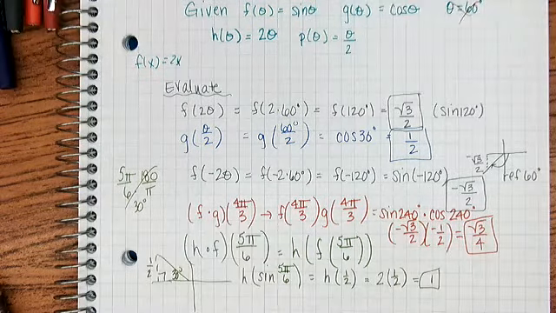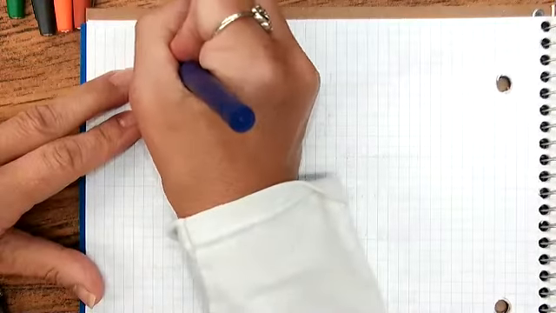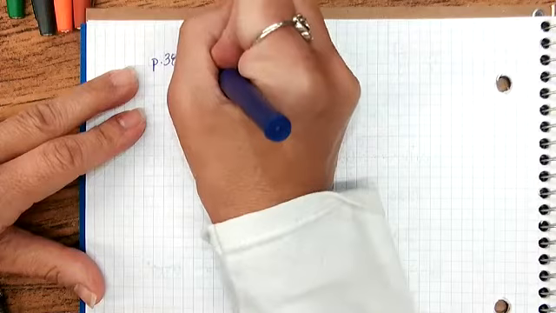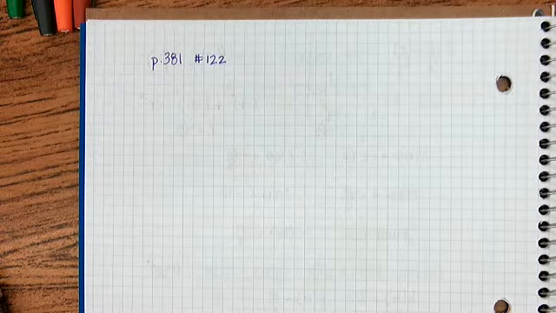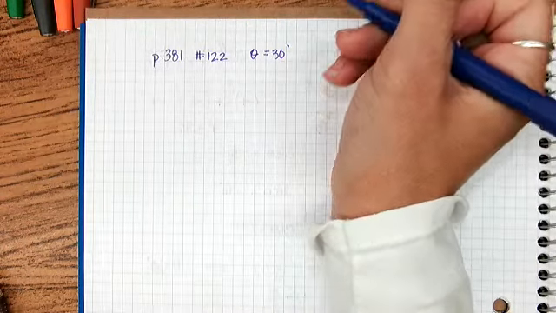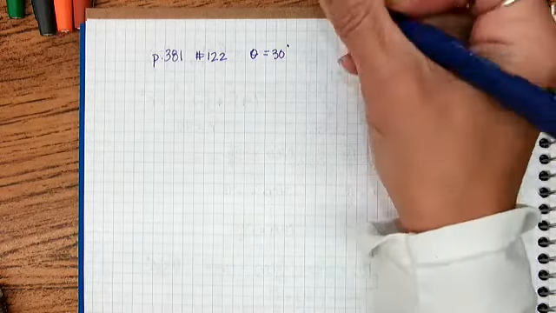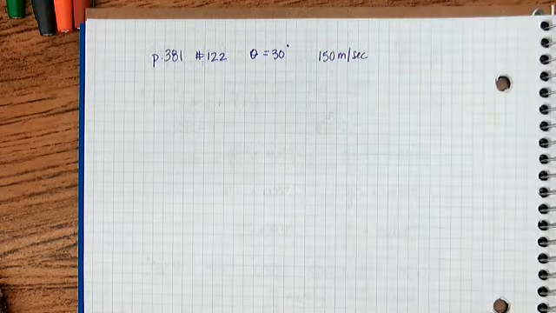Okay, last one, you're going to want your book. I'm going to do a word problem. I'm going to do number 122. Book, page 381, number 122. Okay, first thing you need to do is read that on page, the problem asks you to find. A projectile fired at an angle of 30 degrees to the horizontal with an initial speed of 150 meters per second. How am I supposed to find the range and the height?